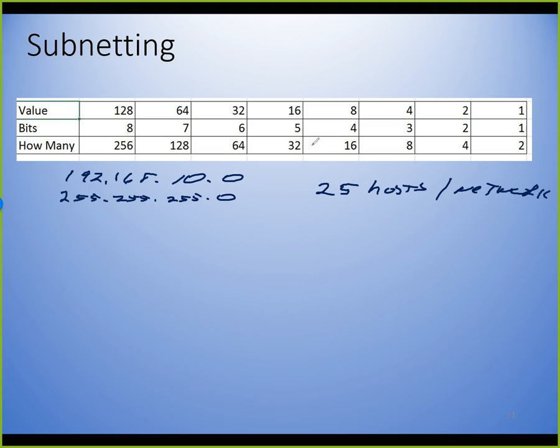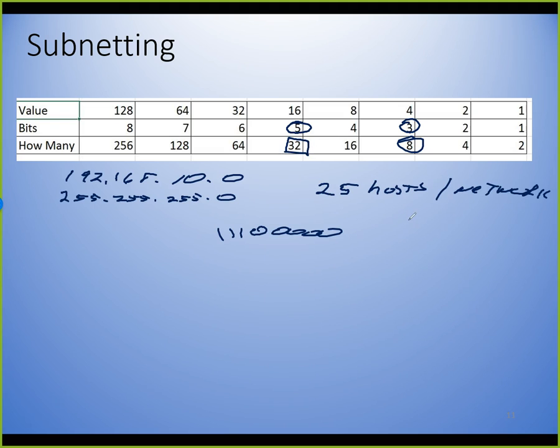To get to 25, it is in between here. We've got to go to 32, which means that we have 5 bits for hosts. So the host portion is going to be 5 bits, and if we write the subnet mask, it's going to be 5 zeros, which leaves us 3 ones. So we have 3 bits here. 3 bits means that we're going to have 8 networks available. Since we have 5 host bits, I just want to do the increment method. So each of the networks is going to have 32 addresses on it.